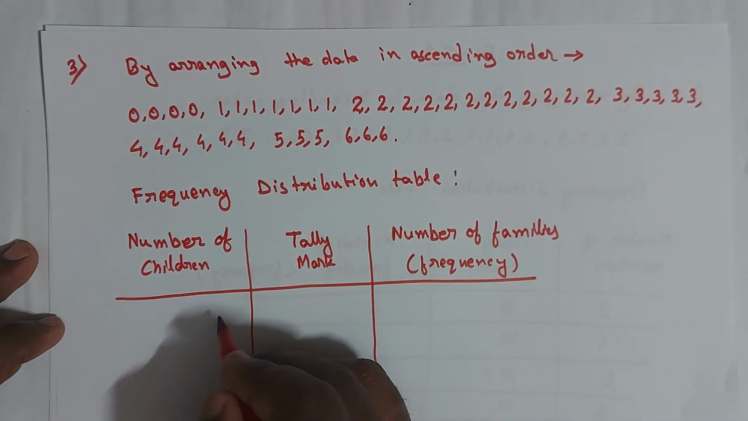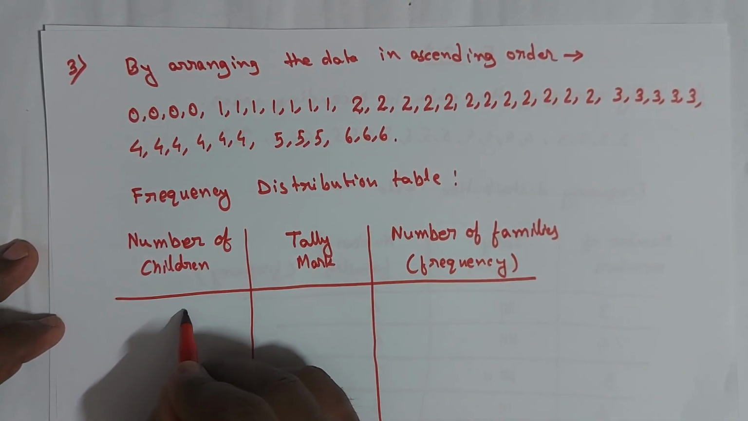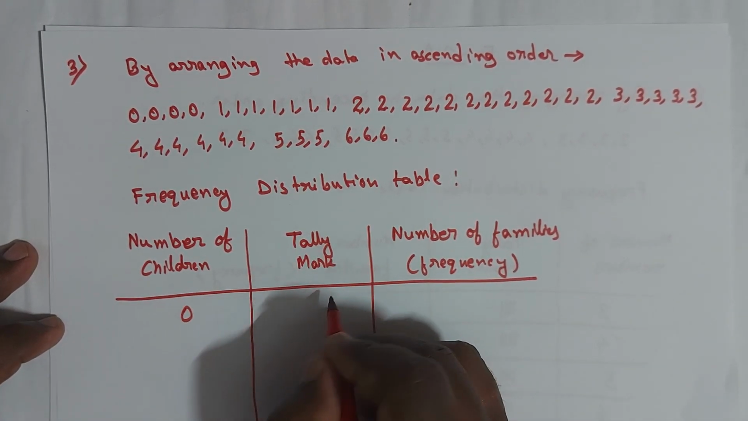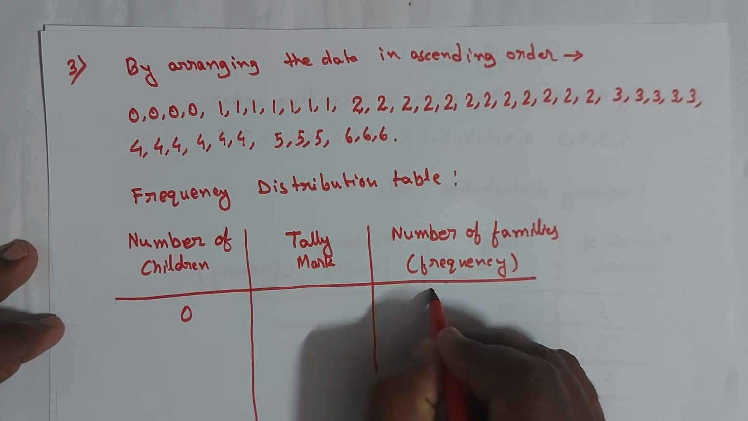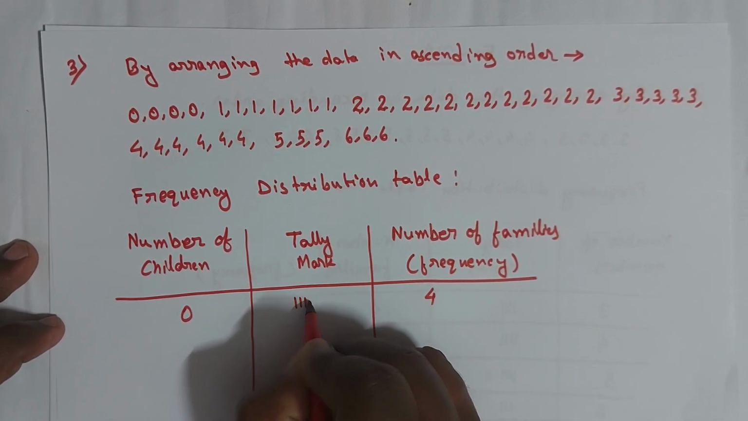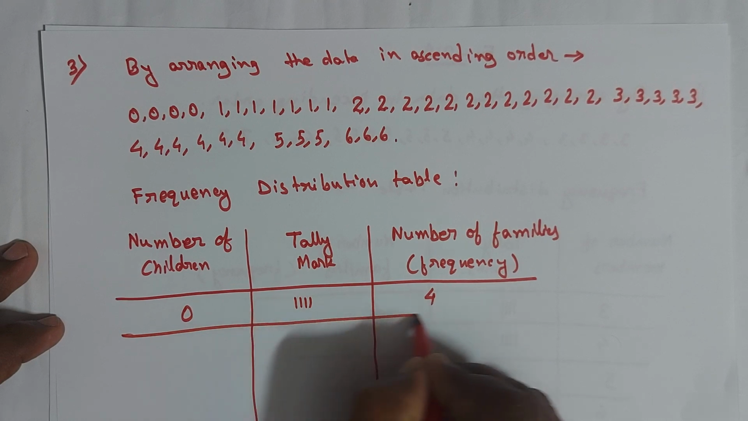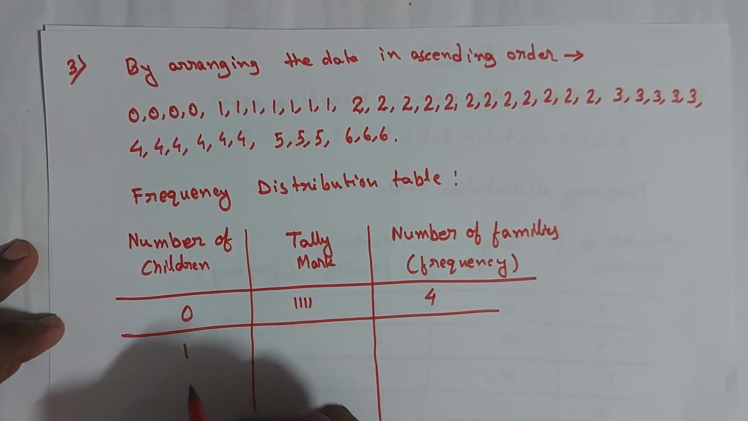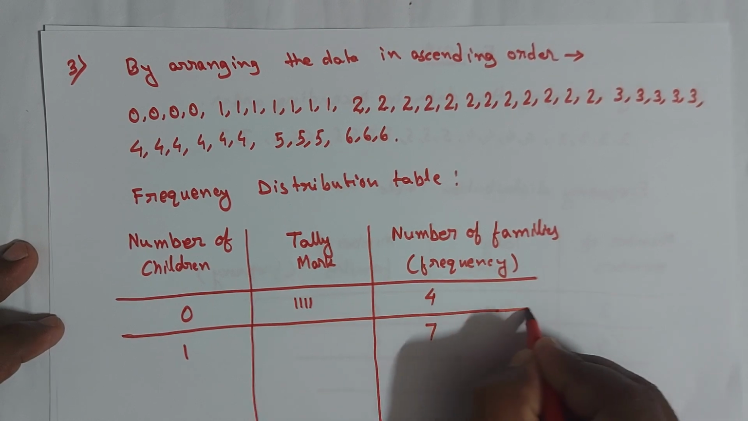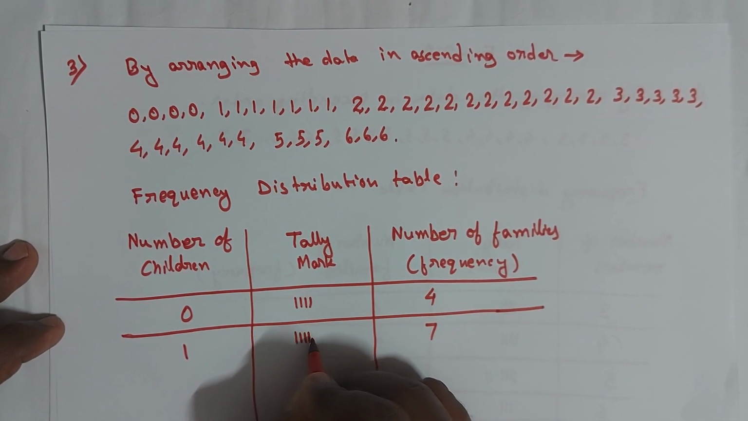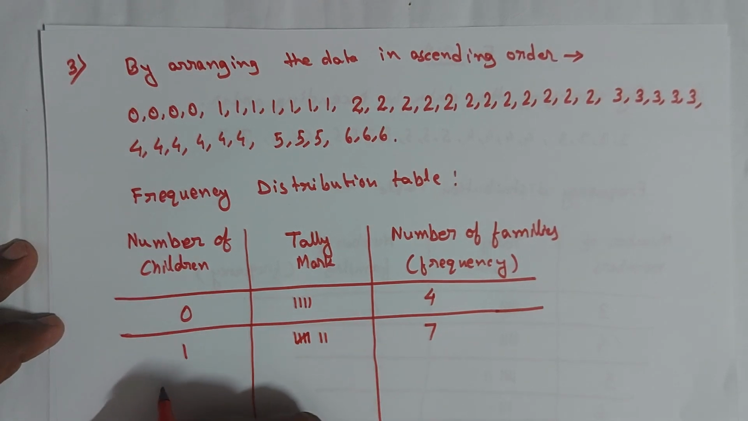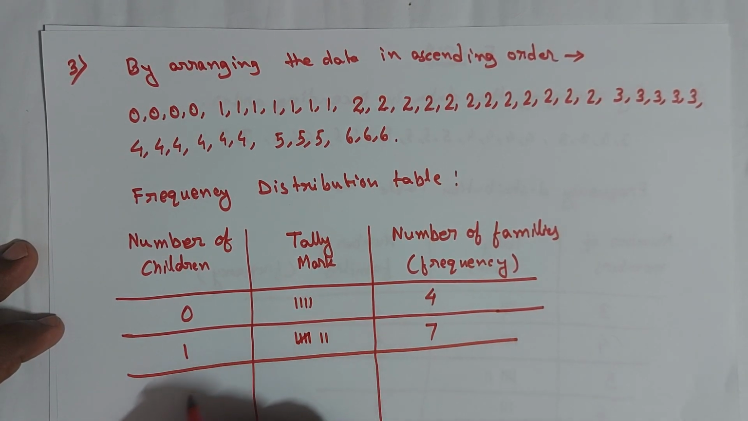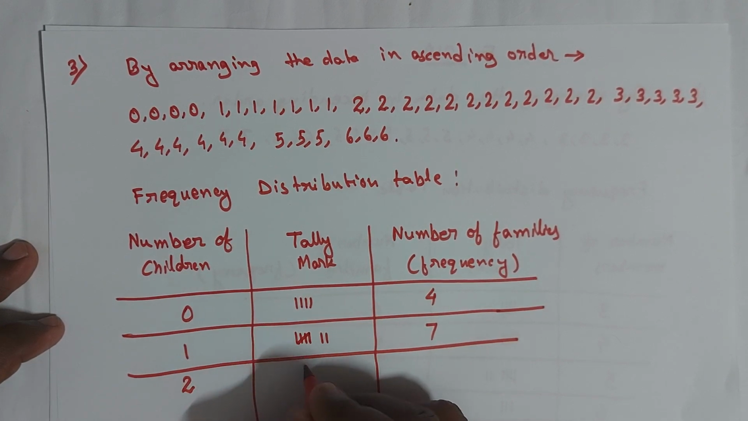So number of children. Number of children is 0. That means no children. How many such families are there? 4 families are there. 1, 2, 3, 4. Okay. Next is 1. Number of children is 1. How many such families are there? 7. 1, 2, 3, 4, 5, 6, 7. Okay. Then number of children 2. How many such are there? 12. Okay.